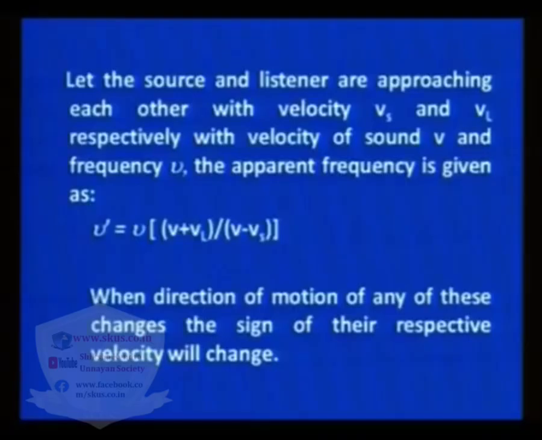That pitch appears to be increased, and when this train is going away from you, then there is a decreasing level of the pitch. When the direction of any object, either listener or the source, changes, you can change the sign of the velocity in the respective formula, and you can calculate the apparent change in the frequency by using this formula.